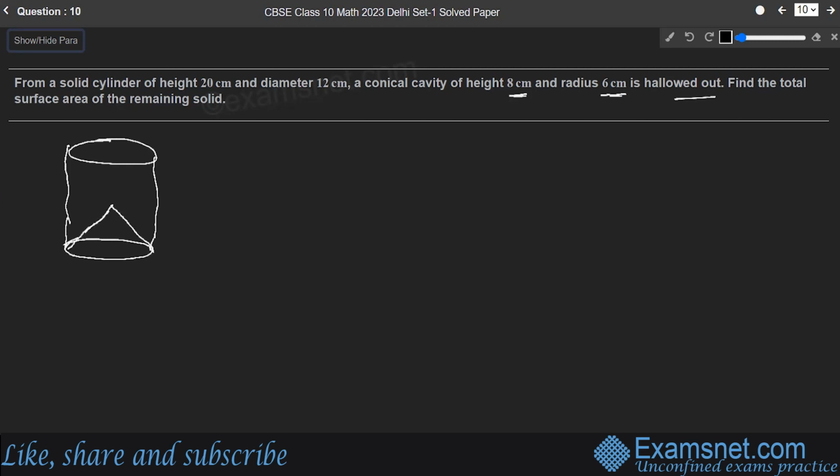This cone has been hollowed out as a cavity, and what are the lengths? The height of the cylinder was 20 centimeter as given in the question, and the diameter is 12 centimeter, so the radius of the cone and the cylinder both is nothing but 6 centimeter. This is also 6 and this is also 6 centimeter. Now we are supposed to find out the total surface area of the remaining solid.